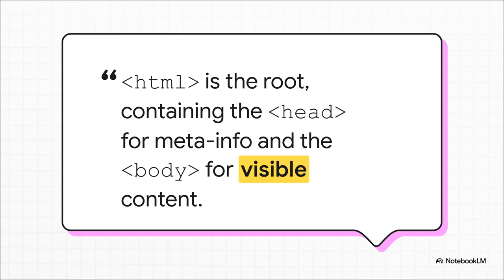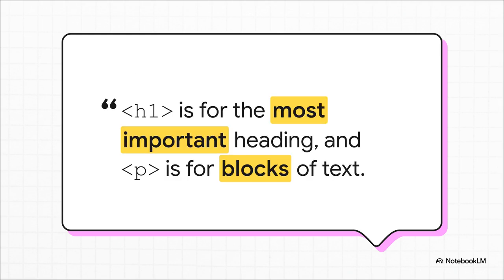And then you have the body. That's the actual house. That's where all the rooms, furniture, and everything your visitors will actually see and interact with goes. So inside that body, we can finally start putting stuff up. We add our content using more of these elements. The ones you'll use constantly are headings. They go from H1, which is your big main page title, all the way down to H6 for smaller subheadings. And of course, paragraphs, using that P tag we just met. In our house analogy, these are the walls that divide the rooms and the furniture you put inside them.